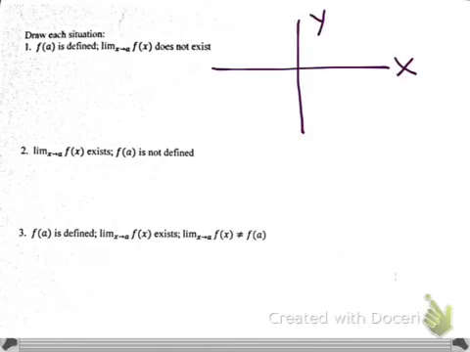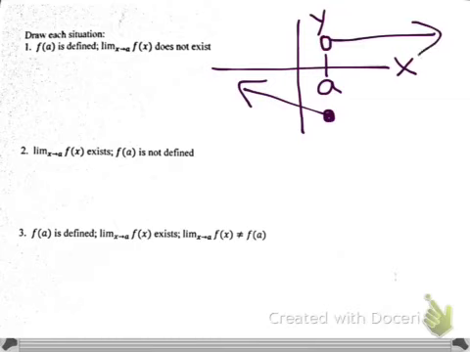Okay, so draw each situation. I want to sketch a graph where f of a is defined, but the limit does not exist. There's different scenarios we could do for this. Quick one that I'm going to do is here, a. So if I want a to be defined, I have a closed circle, and I would go in this direction, open circle this direction. So f of a is defined, but the limit doesn't exist because it breaks.